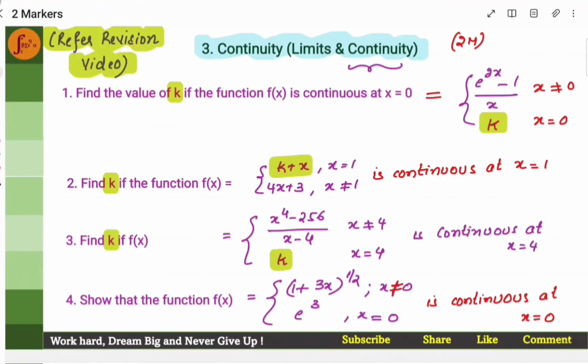And there is a revision video where I've taken all the problems of the exercise and explained and solved it. This is an easy 2 marker. The steps are less, calculations are less, yes, but you'll have to remember certain limits formulas, right? But it's worth it. Go through the revision video.